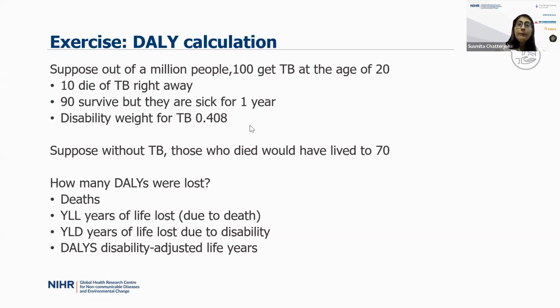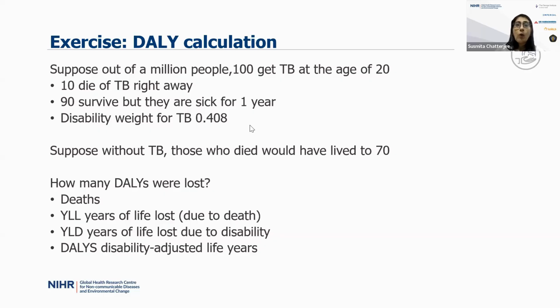Then YLD. How many people survived in this state? How many people have the disease? Answer me in the chat. How many people were there in the disease condition? No, 10 died. 100 were there, but 10 died. So how many of them were, yeah.